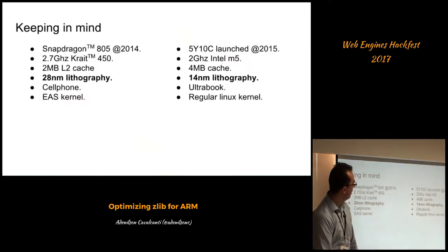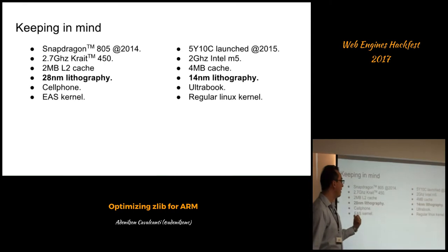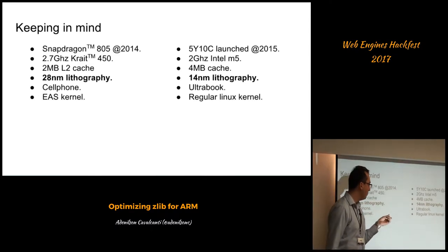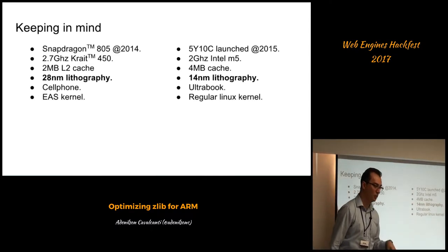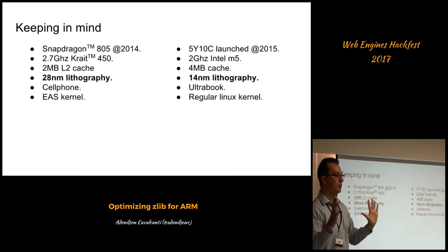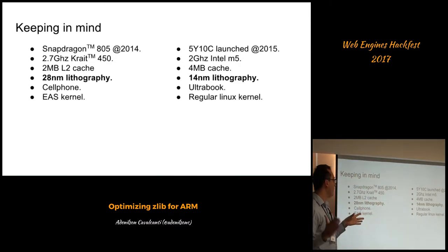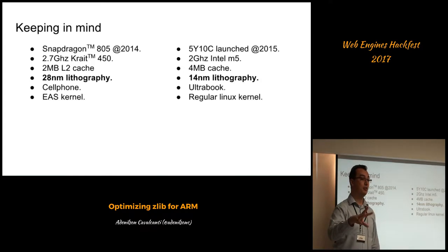So I decided to compare a Snapdragon that was released to the market in 2014, the Nexus 6, versus an Intel i5 that was released in late 2015. Just to keep in mind, one has a 2 megabyte L2 cache, the other has a 4 megabyte cache. One has a 28 nanometer lithography, the other is 14, so that's about 3 generations of silicon.